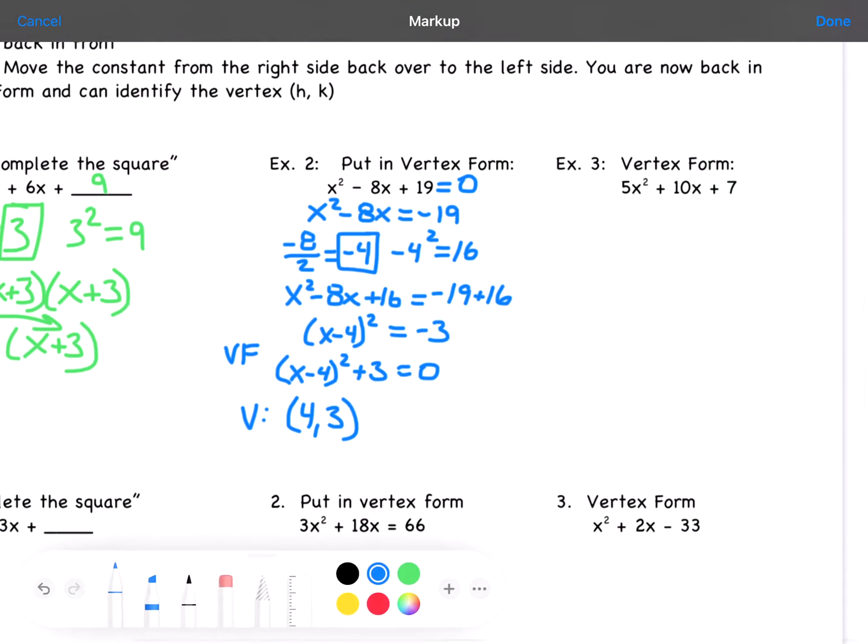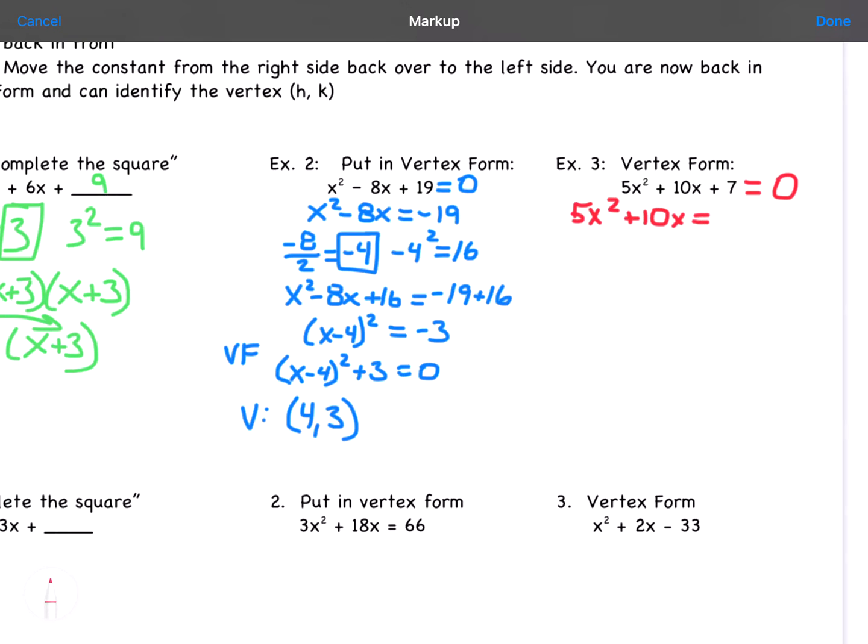If we look at number 3, now we're given an example that has something other than 1 as the coefficient in front of the x squared. So we'll see how we do this. Set it equal to 0, move that 7 over. So we're going to have 5x squared plus 10x equals negative 7. And so now on the left-hand side, we need to factor out a 5 from the other two terms. So it's going to become 5 times x squared plus 2x in parentheses. And then the right-hand side stays negative 7.